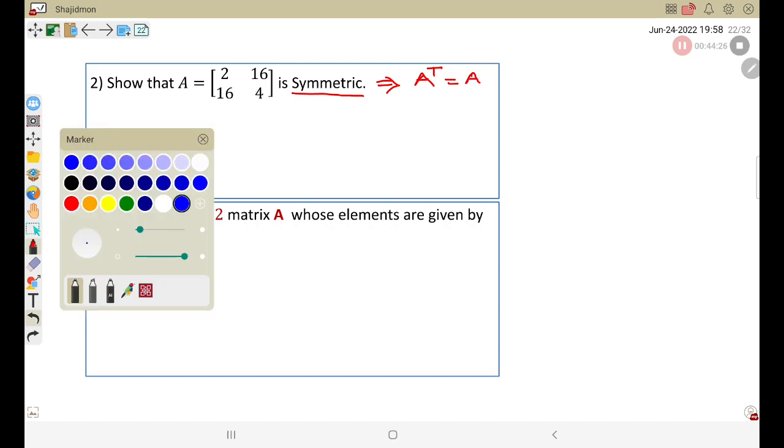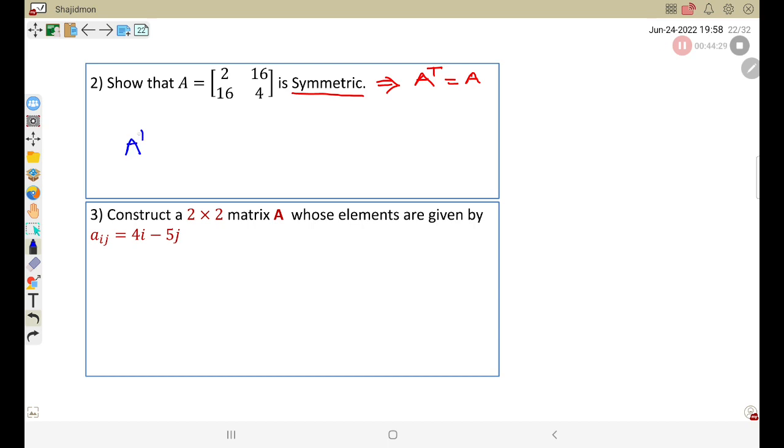So we will check here. First we calculate the A transpose matrix. What is the transpose of the A matrix? First row 2 16, write it as the first column. Second row 16 4, write it as the second column, 16 4. Now check with the question, is it the same as A or not? First number 2, 16 same, 4 same, correct? The A transpose matrix is the same as our question matrix, the A matrix. So we can say the A matrix is a symmetric matrix, correct?